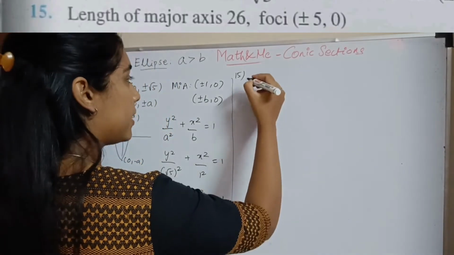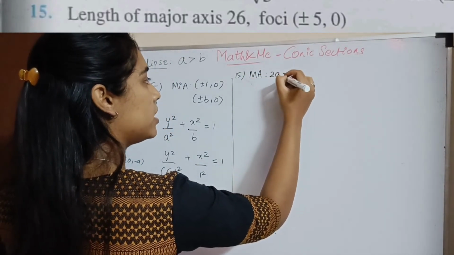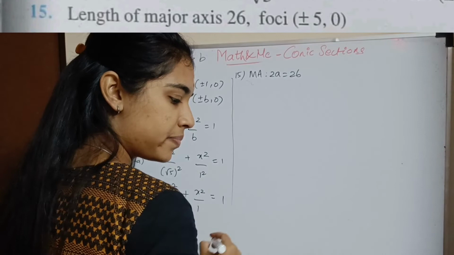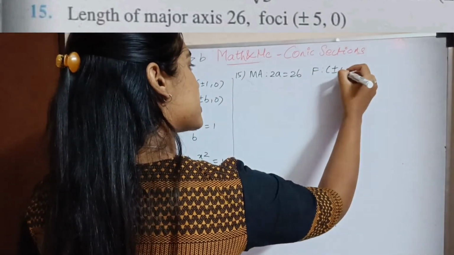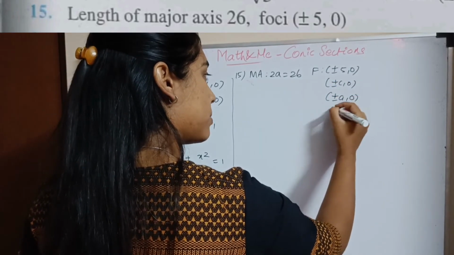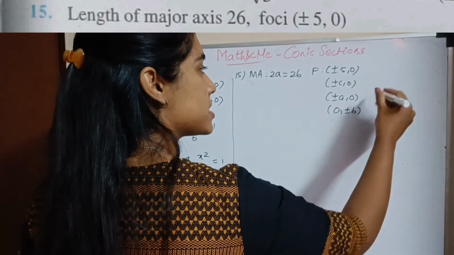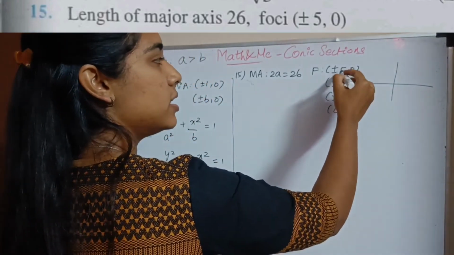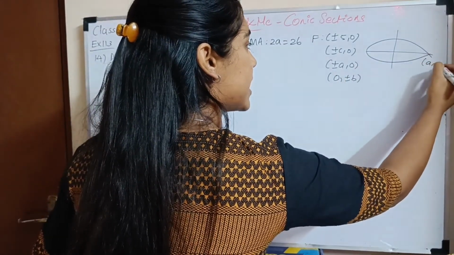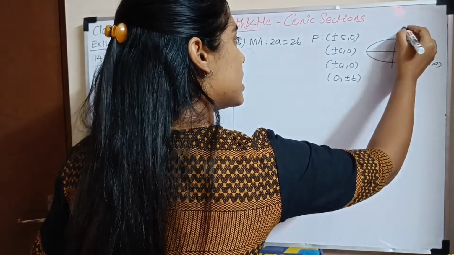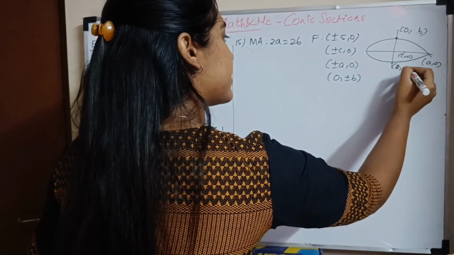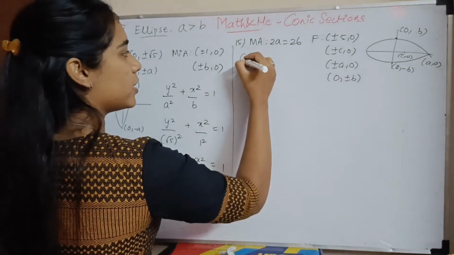Question number 15. Length of the major axis, which is 2a, is 26 and the foci is given to be plus or minus 5, 0. So this is plus or minus c, 0. So a is plus or minus a, 0 and your b will be plus or minus b, 0. So the ellipse is along the x-axis. So x-axis na the major axis is along the x-axis. So this is a, 0. This is c, 0 and this is 0, b, this point. This is 0, minus b and so on. Okay.